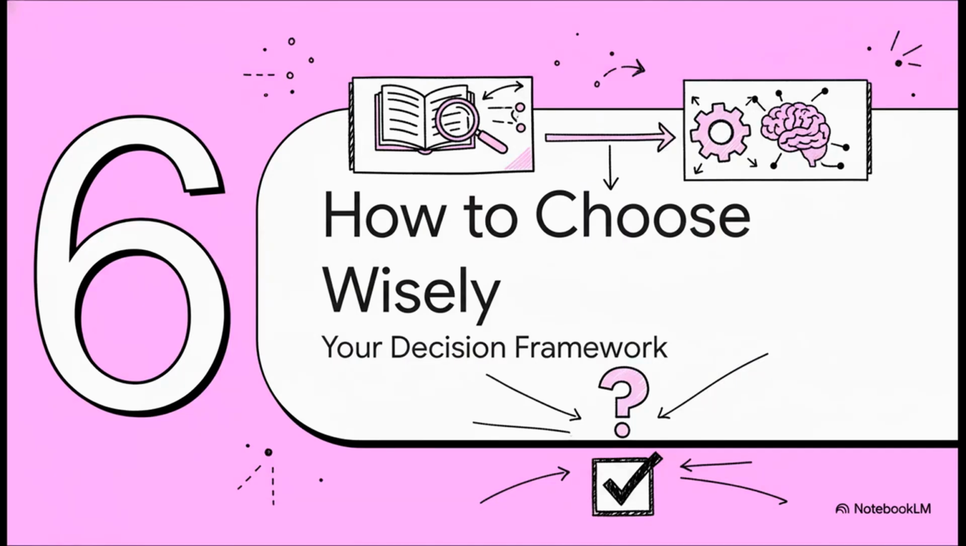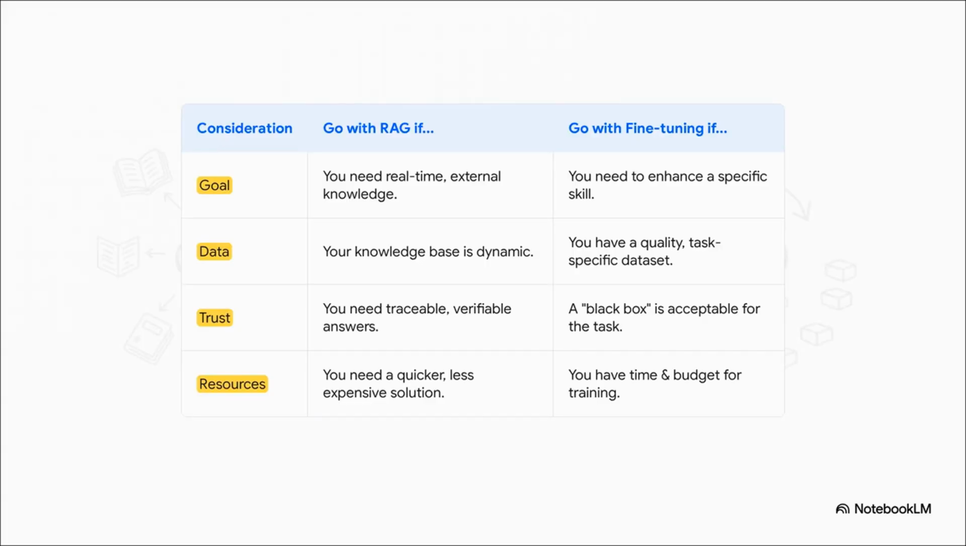All right, we have covered a ton of ground. So let's bring it all home and boil it down to a simple, clean framework to help you make the right call for your project. Think of this table as your ultimate cheat sheet. It really just boils down to 4 key questions.